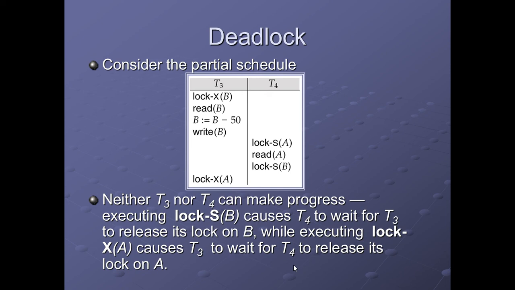Neither T3 nor T4 can make progress. Executing lock-S(B) causes T4 to wait for T3 to release its lock on B. So T4 should wait until T3 has released its lock on B. While executing lock-X(A) causes T3 to wait for T4 to release its lock on A.